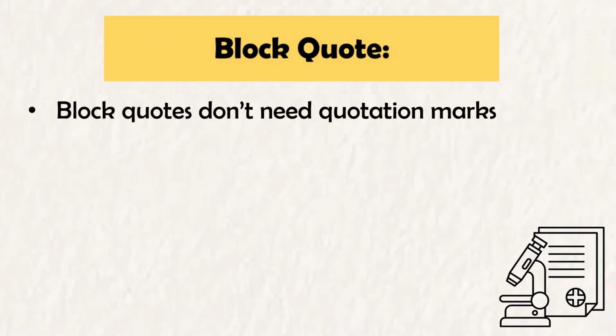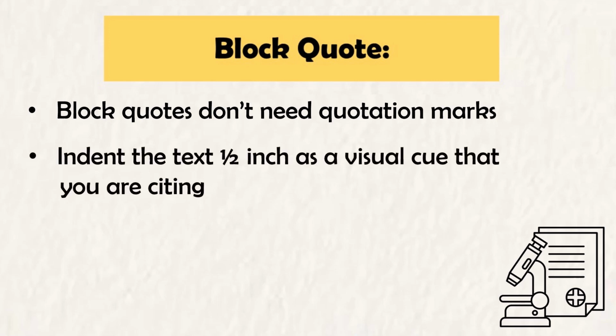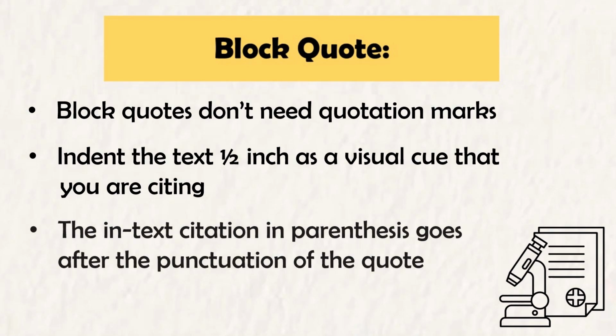Block quotes don't need quotation marks. Instead, indent the text half-inch as a visual cue that you are citing. The in-text citation in parentheses go after the punctuation of the quote.